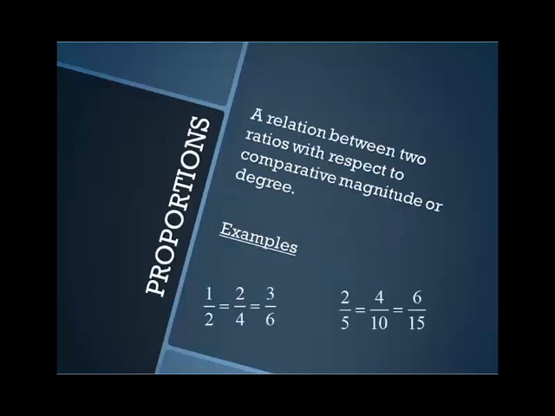A proportion is a relationship between 2 ratios. For example, 1/2 is equal to 2/4, which is also equal to 3/6. Those are proportionate fractions. Same thing with 2/5 is equal to 4/10, which is also equal to 6/15.